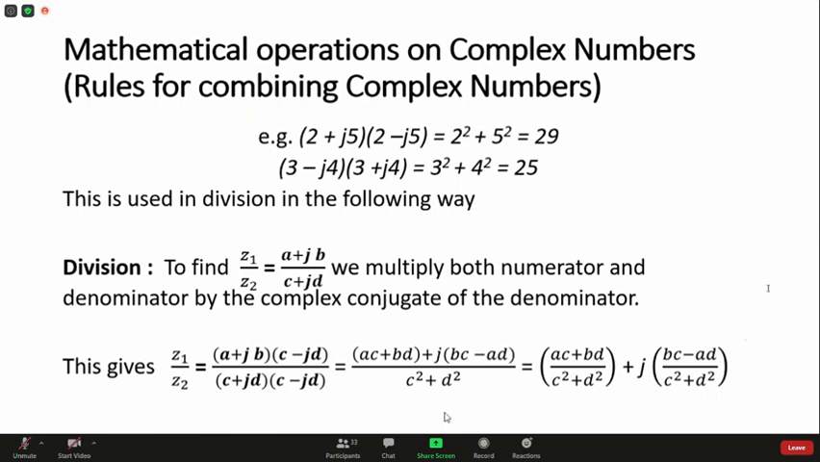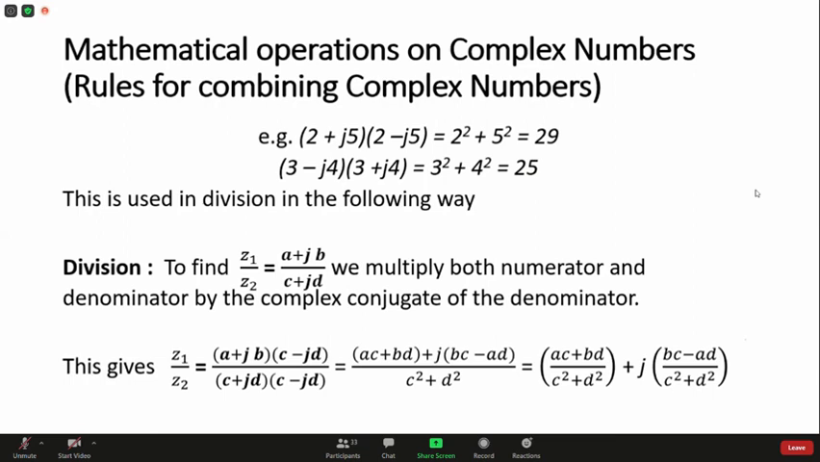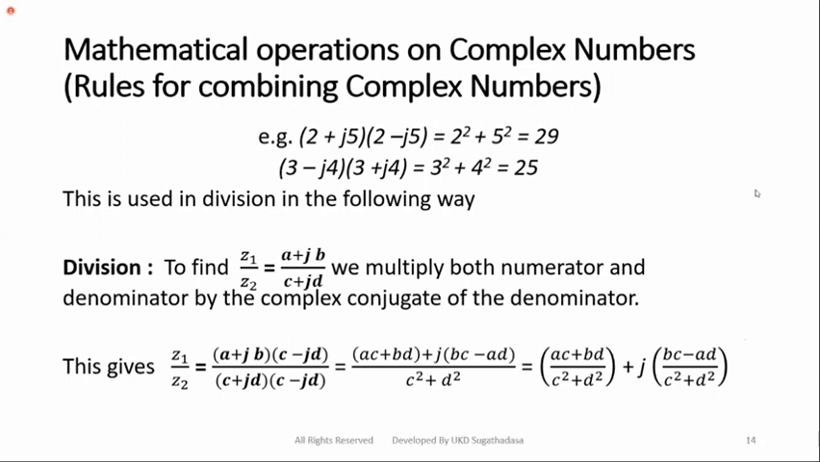Still in this slide. Z1 over Z2 equals a plus jb divided by c plus jd. Multiply both sides by c minus jd. Why are we multiplying this? Because the bottom part becomes a real number, c squared plus d squared. When you multiply the top part, you get 4 terms, then combine and separate. Finally, you get the answer.